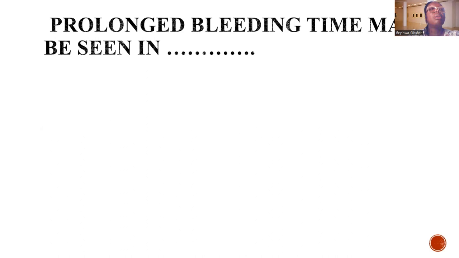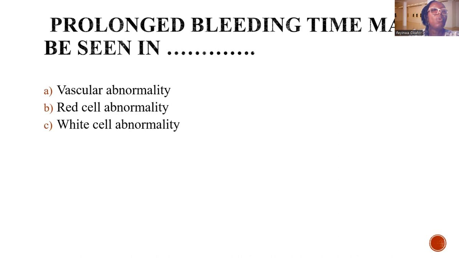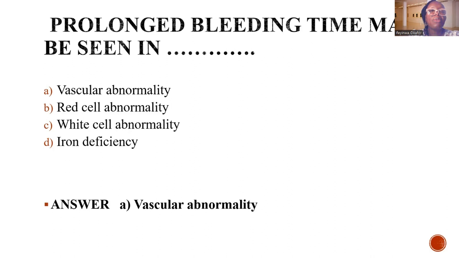Prolonged bleeding time may be seen in: A, vascular abnormality; B, red cell abnormality; C, white cell abnormality; D, iron deficiency. Answer, A, vascular abnormality. Prolonged bleeding time may be seen in vascular abnormality.